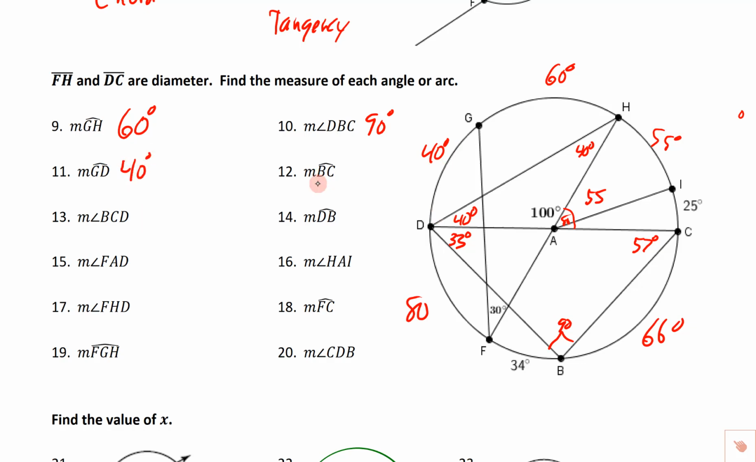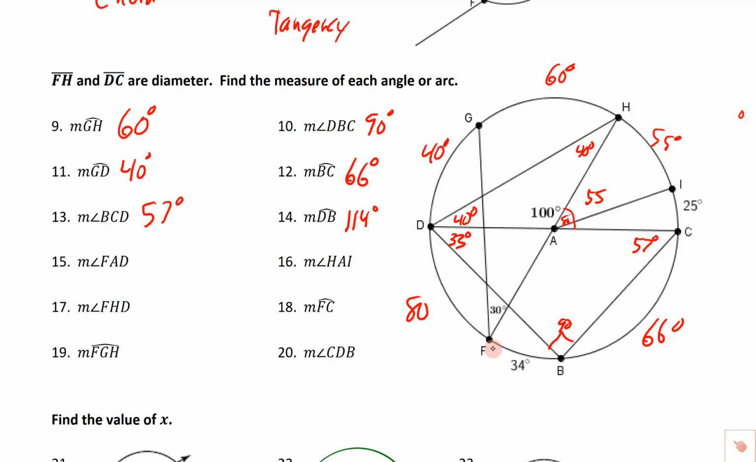And then BC, let's see, BC is from here to here, so that's 66 degrees. Angle BCD, that's this one right here, so we got our 57 degrees. DB, arc DB, so D to B, this entire thing right here, remember that was 114 degrees.